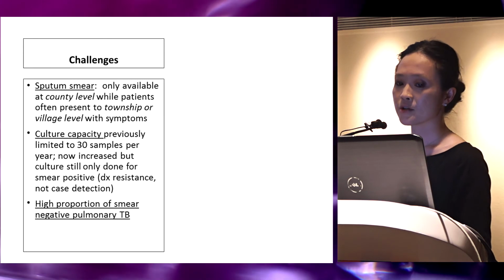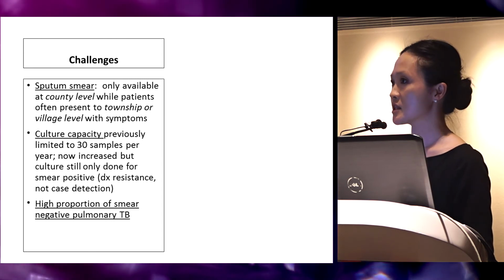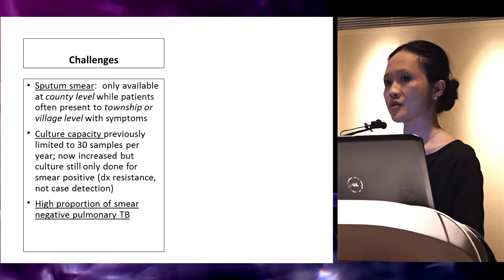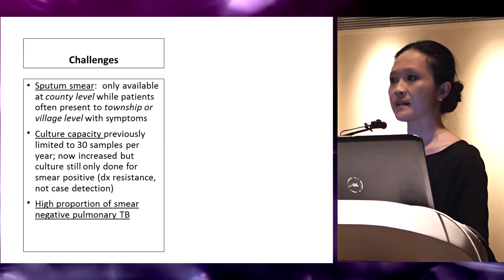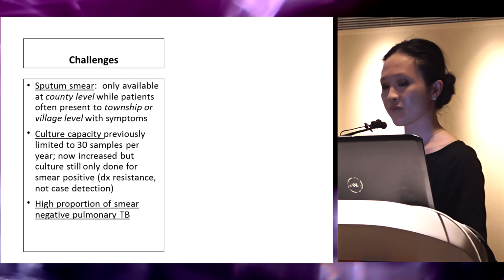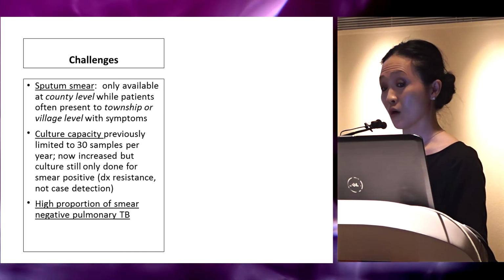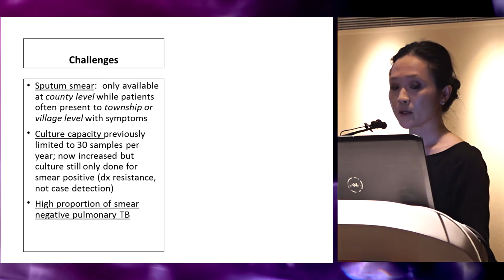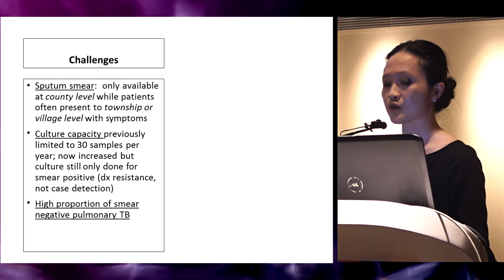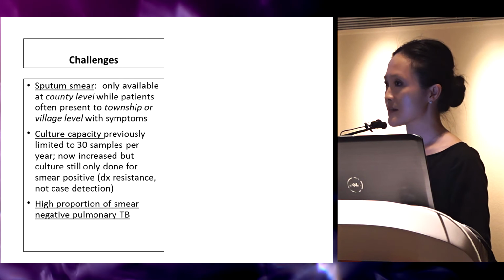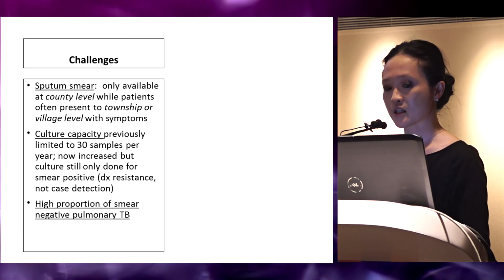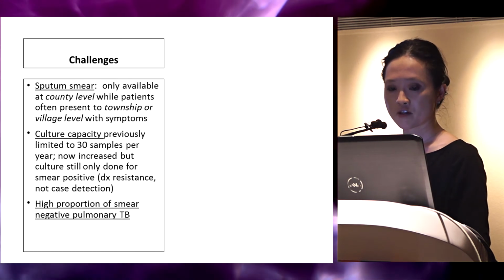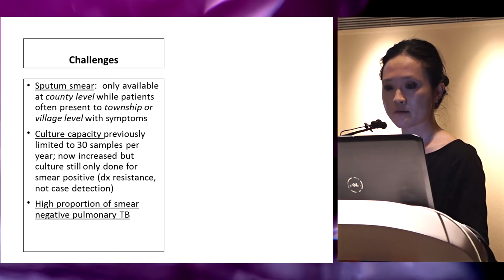Number 2, culture capacity previously was only limited to 30 samples per year. This was because the province provided LJ media at the county level, and they only received 30 per year. It's now increased, but culture still has only been done for smear-positive cases, so for the diagnosis of resistance as opposed to case detection. And the third challenge here, which I've mentioned, is the high proportion of smear-negative TB.